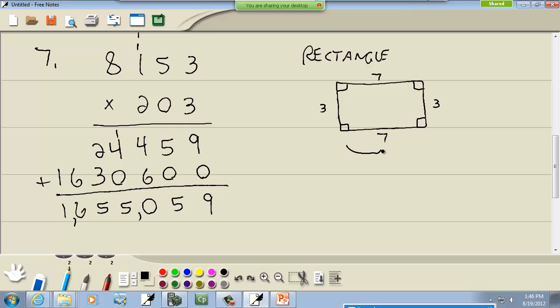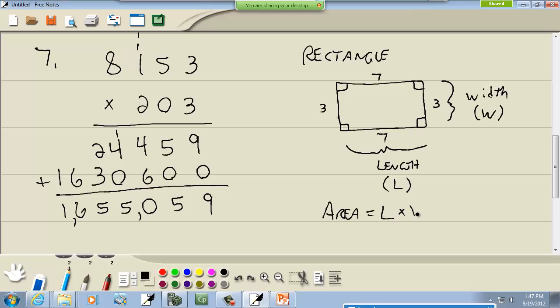Now the long side is our length, and I'll do a capital L for that. And then the short side is our width, and I'll do a capital W for that. And we got 2 formulas for this. Our area is equal to length times width. Usually it's just the LW next to each other. Our perimeter, if you remember from before, perimeter is a distance around something. Perimeter is 2 times L plus 2 times W.